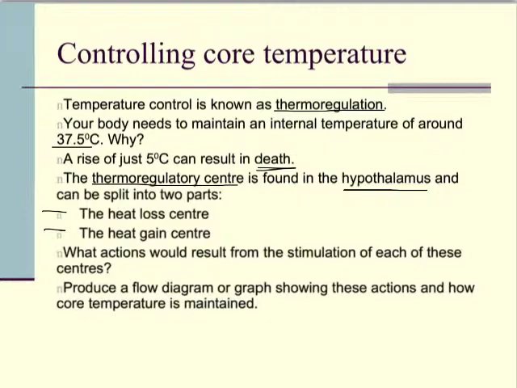So what kind of things will they instigate? Your heat loss centre, well, if you need to lose heat, you're going to start sweating, so your sweat glands are going to secrete sweat. The hairs on your skin are going to lie down, as an example, whereas in your heat gain centre, hairs on your skin are going to stand up to try and trap warm air around you. You're going to stop sweating. Blood is going to be diverted away from your skin, whereas when you're trying to lose heat, blood's diverted towards your skin, which is why you go red, because that transfers more heat to the environment through radiation.